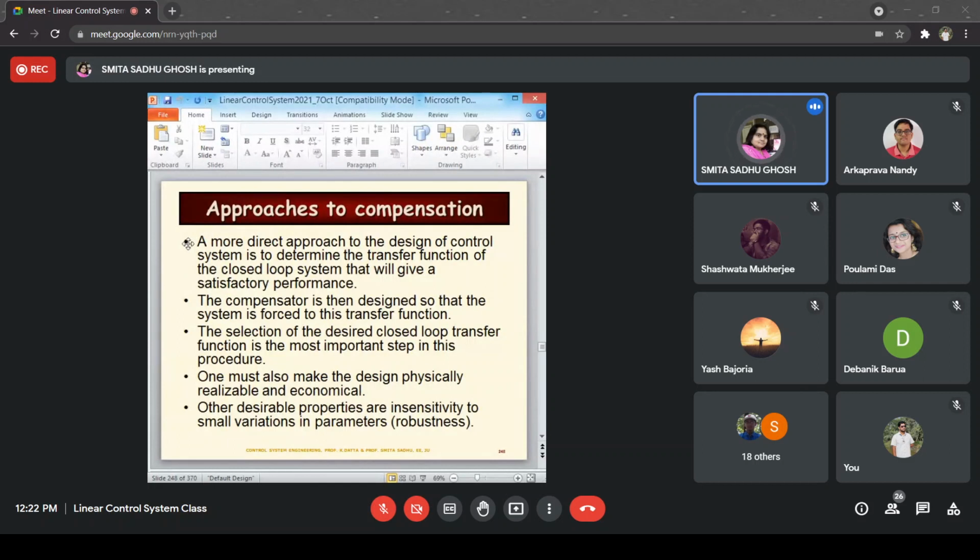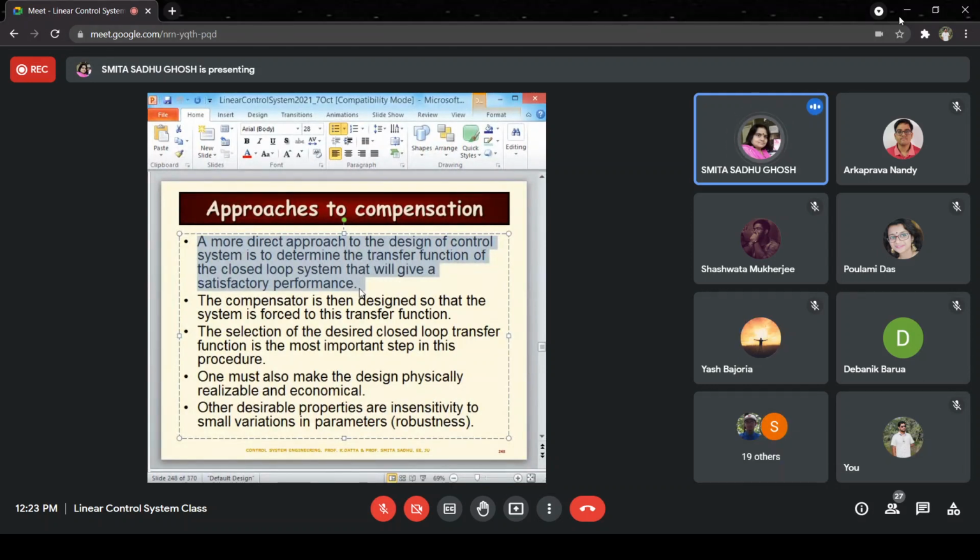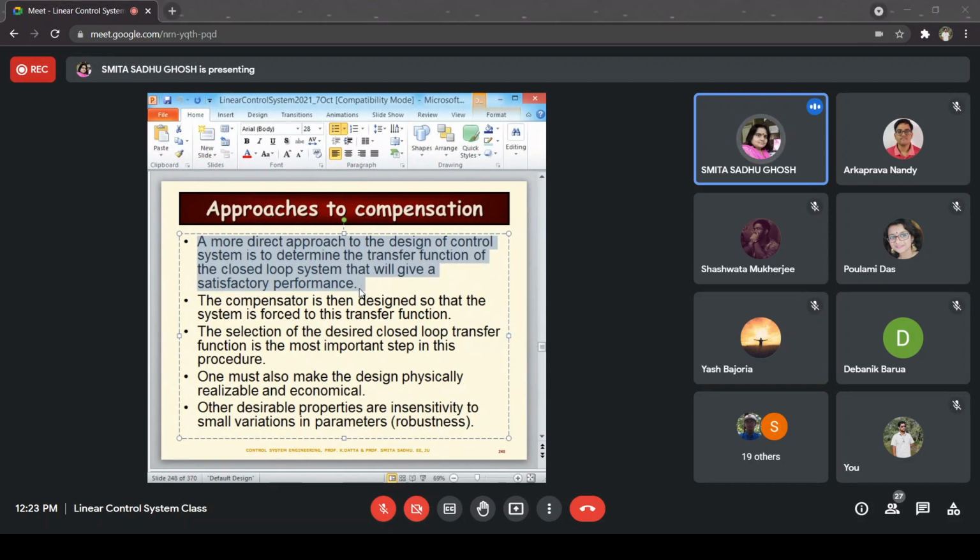Now another approach, so that was the root locus method. A more direct approach to the design of control systems is to determine the transfer function of the closed loop system that will give a satisfactory performance. So maybe you already know the poles and zeros should be like this, meaning these should be the locations of the poles and zeros. So you know the transfer function of the desired system, that is the compensated system, what it should be like. And you also have the uncompensated system transfer function. So you design a compensator which is going to make your transfer function match the final one that you want.